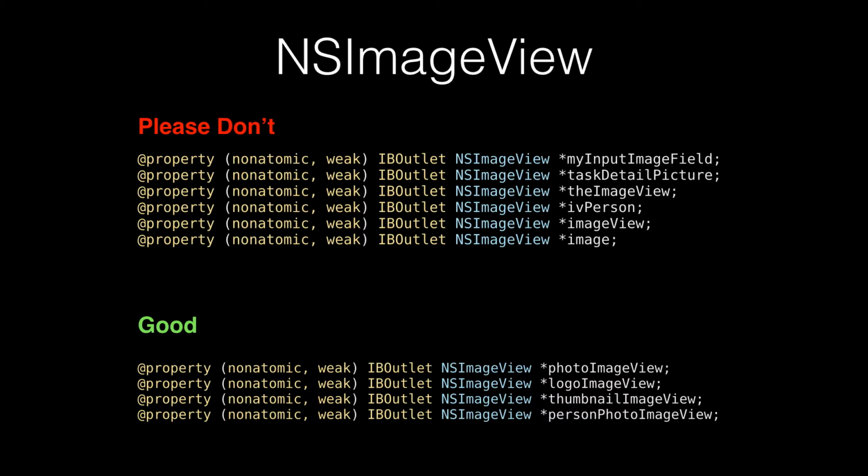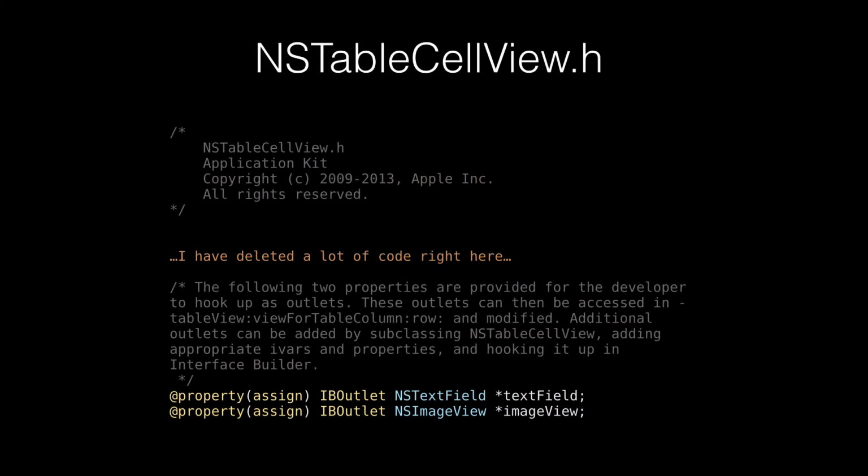In one of the please don't examples, I have the name image view, and you really don't want to do that, because when you start using control names that are basically the same name as the control, there's a high likelihood that you'll collide with how Apple likes to name their controls internally. And here's an example of NSTableViewCell.